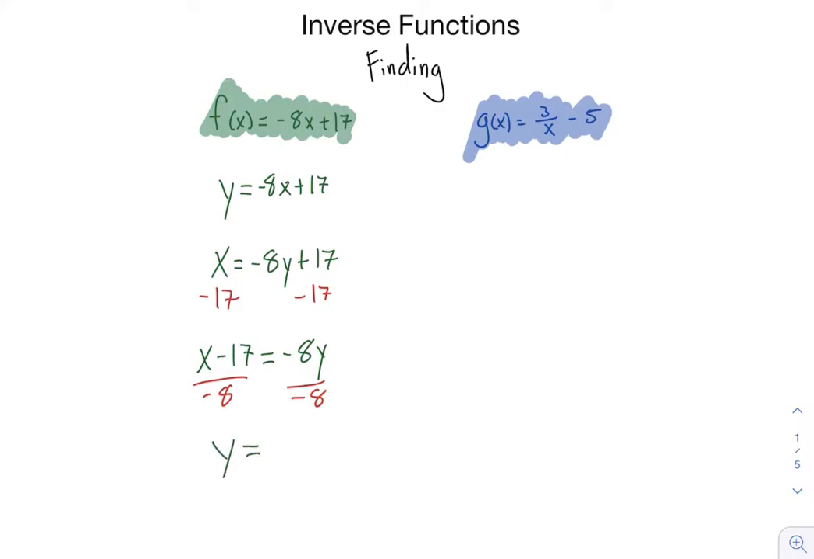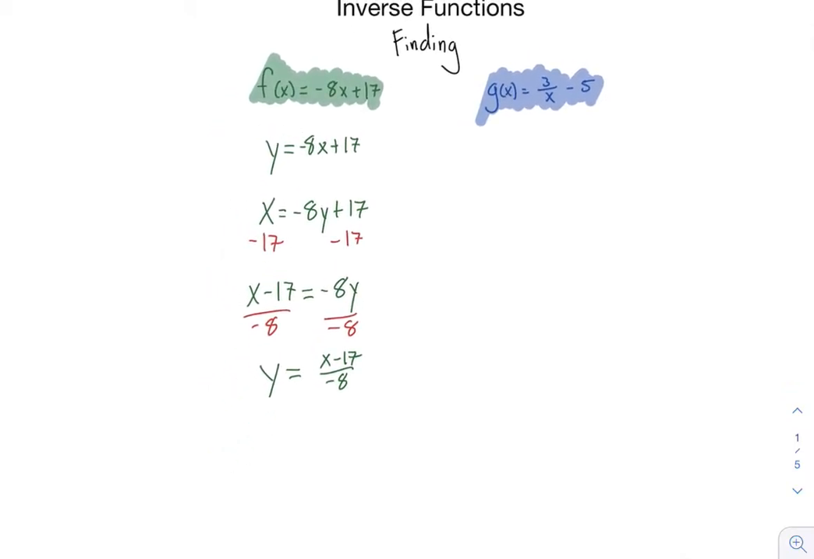So I'm going to switch the right and left sides, and then we're going to have x minus 17 over negative 8. Now, I don't want to leave that negative sign in the bottom, so you could move it out front, or you can distribute it into the numerator, which is what I'm going to do. So we get y equals negative x plus 17 all over 8. You have to make sure to distribute it to all the different terms in the numerator. And then we have the inverse.